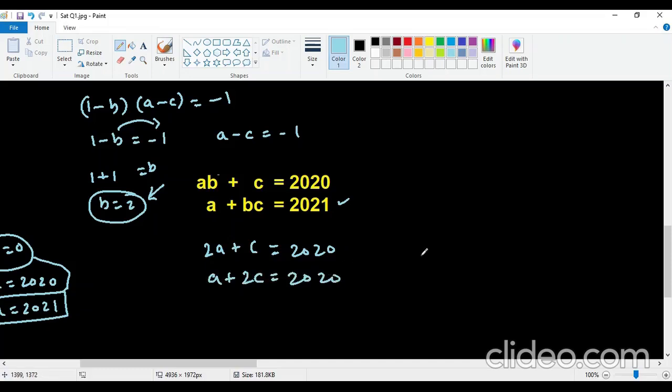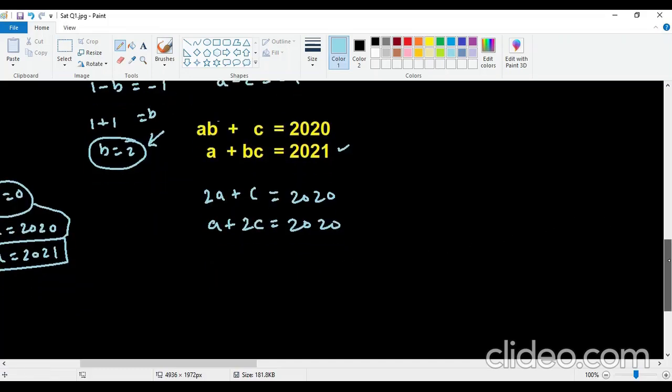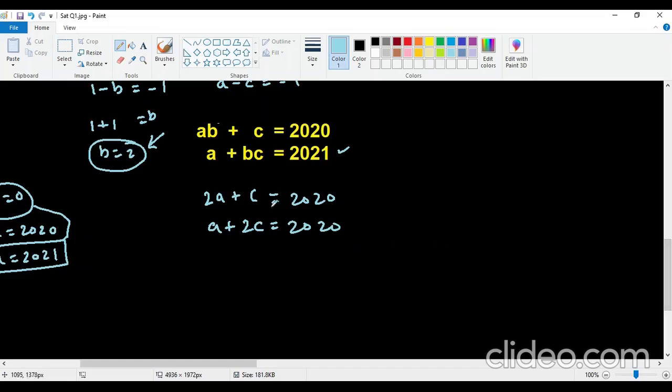Now in here what we can do, we can make this c equals, this c is 1, so I want to make it 2, so I will multiply the whole thing by 2, this one by 2, and this one also by 2. So this is going to give us 4a plus 2c equals 4040, and the second equation is a plus 2c equals 2020.